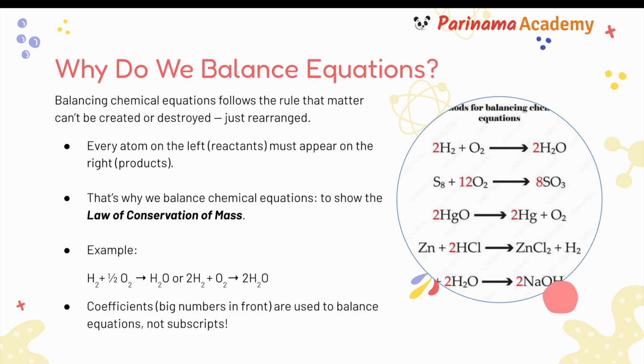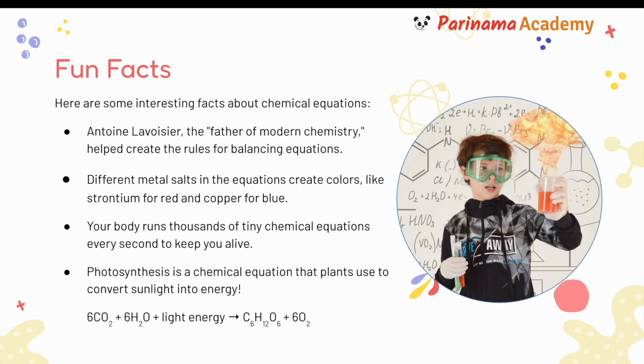For example, H2 plus half of O2 is equal to H2O, or 2H2 plus O2 is equal to 2H2O. Coefficients, or the big numbers in front, are used to balance equations. They're not subscripts. Here are some interesting facts about chemical equations.